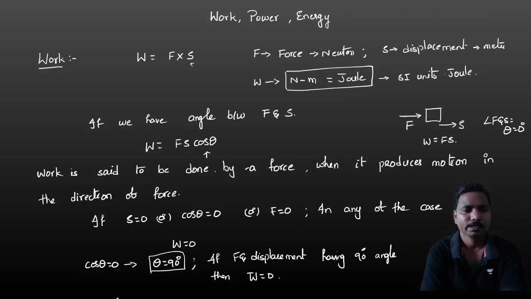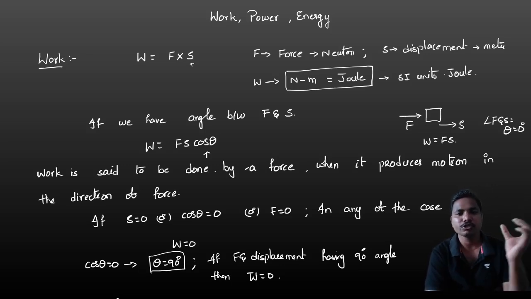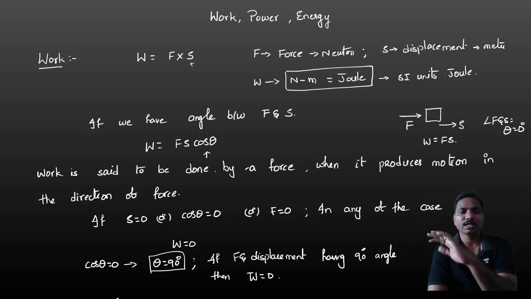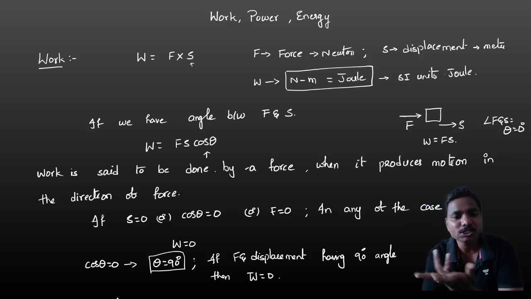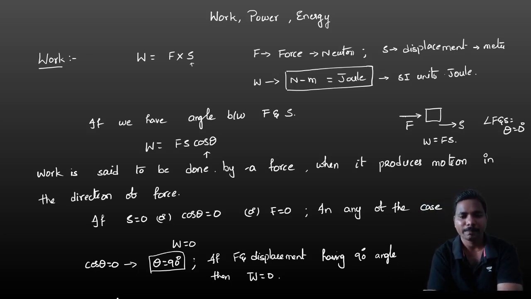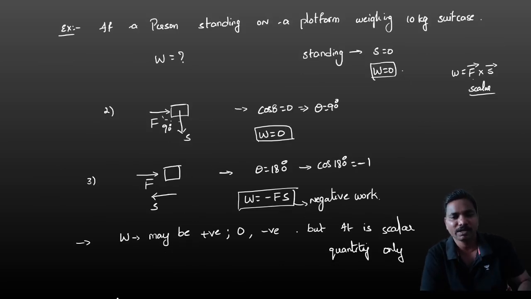So work is said to be done by a force when it produces motion in the same direction. In the opposite direction you can say negative work. In the perpendicular direction you can say zero work. Whenever there is a perpendicular angle, that is 90 degrees, between the force and displacement, then work is zero. If a person is standing, displacement is 0, he is not moving at all, then also work done is 0. All these are very, very important. Don't worry, we will discuss in detail in the MCQs also.